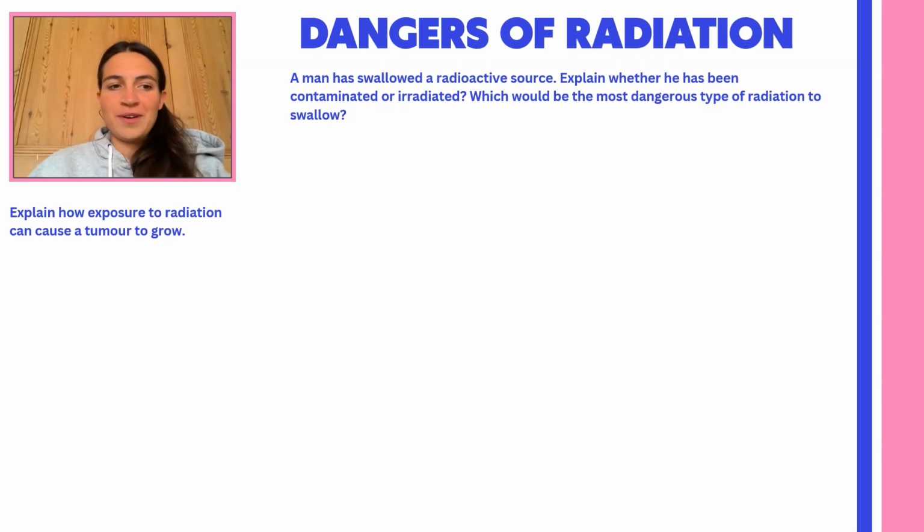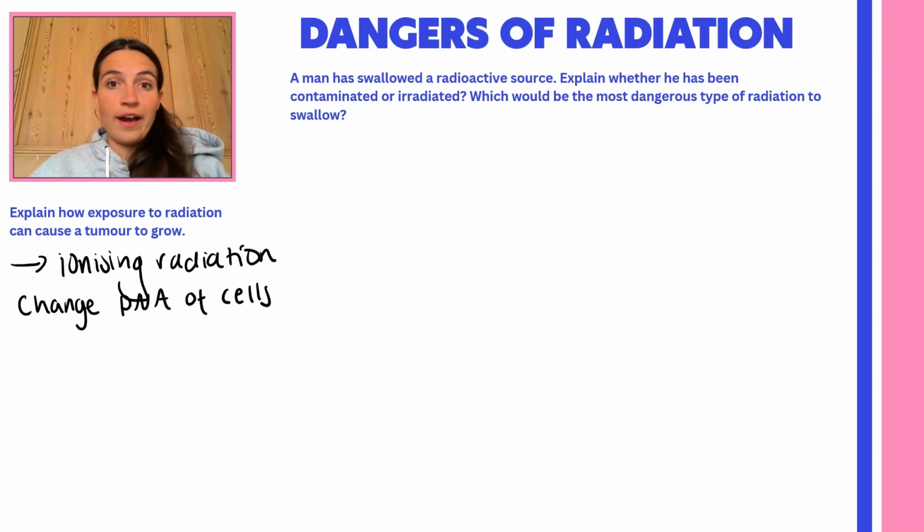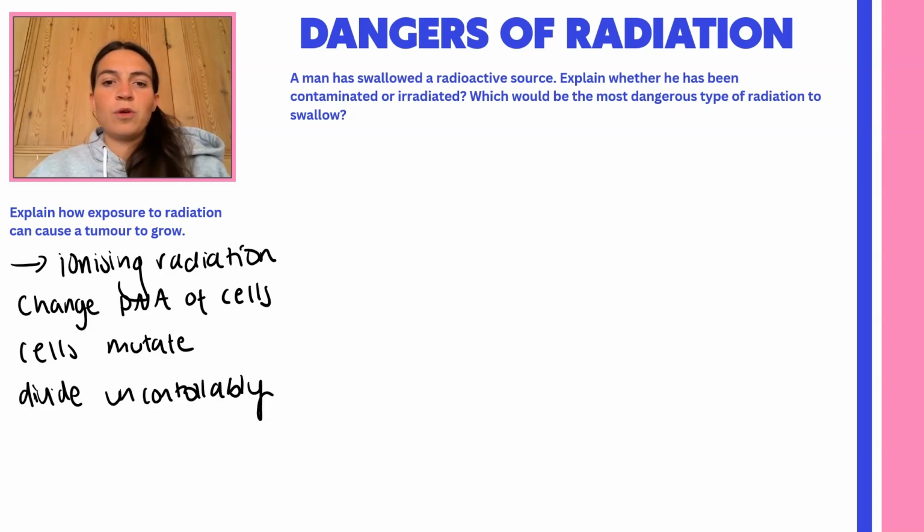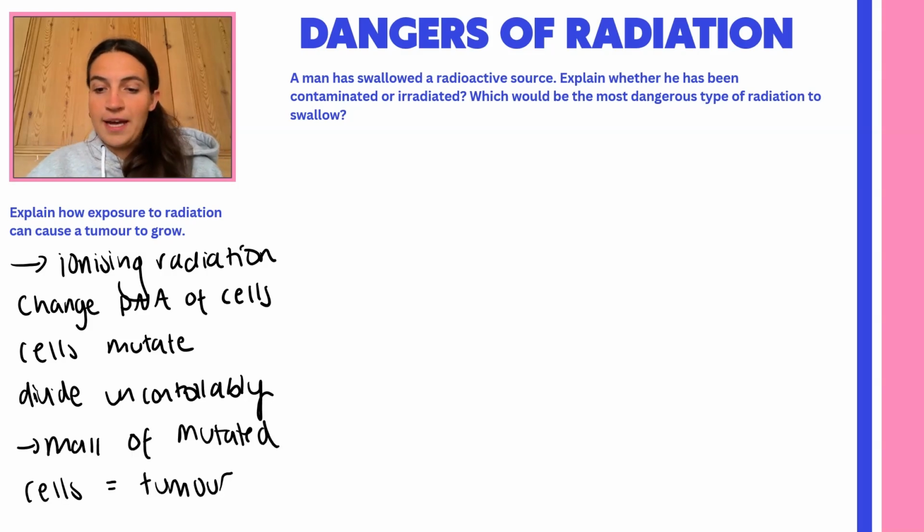Okay, so our first question here is: explain how exposure to radiation can cause a tumour to grow. The first thing to know is we could be talking about alpha, beta and gamma. It doesn't matter, they're all ionizing radiation that, when it is incident on a normal healthy animal cell, will change or affect the DNA of those cells. Once that DNA is affected, they are essentially mutated cells, and those mutated cells can divide uncontrollably. The mass of cells that you get from these mutated cells dividing uncontrollably is what is called a tumour.